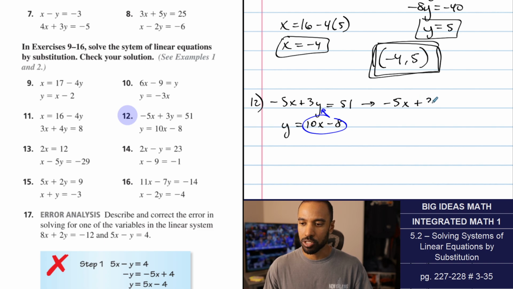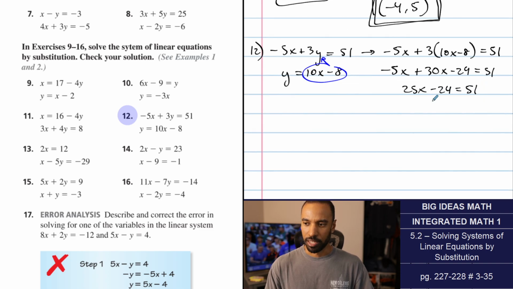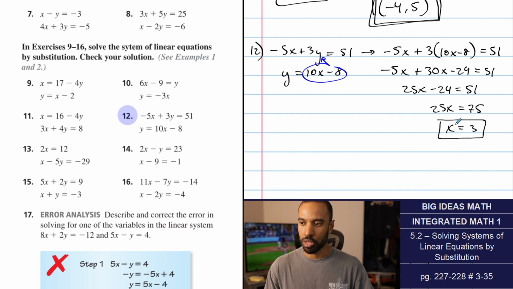Negative 5x plus 3 times y, boom, y equals 51. We have a distribution of this 3 going on here. Combine like terms. And begin your solving stuff here. Add 24 to both sides, we get 75. Divide both sides by 25, 75 over 25 is 3.